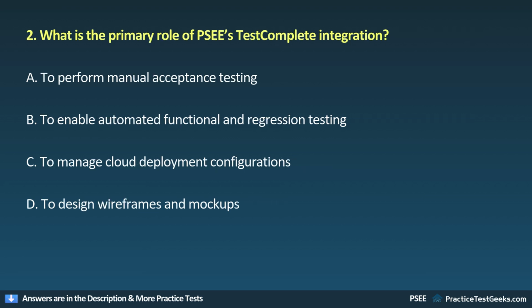2. What is the primary role of PSEE's Test Complete integration? A. To perform manual acceptance testing. B. To enable automated functional and regression testing. C. To manage cloud deployment configurations. D. To design wireframes and mockups.